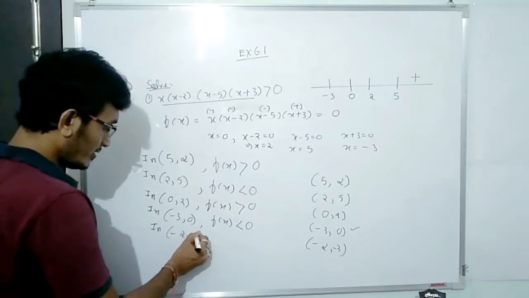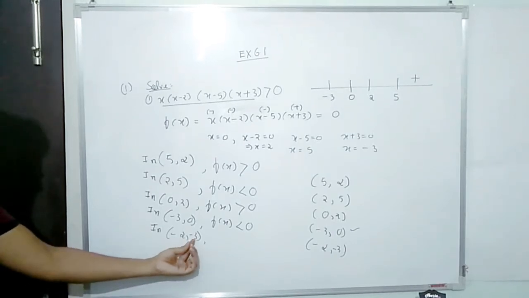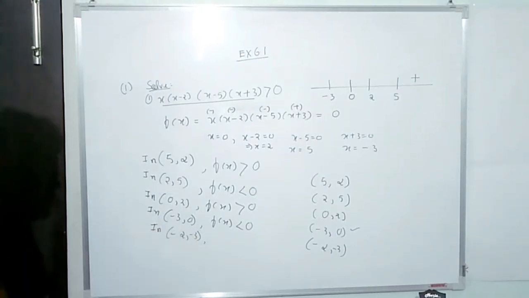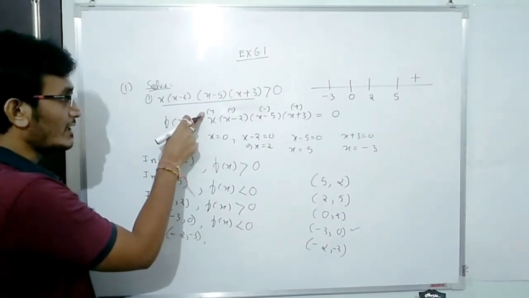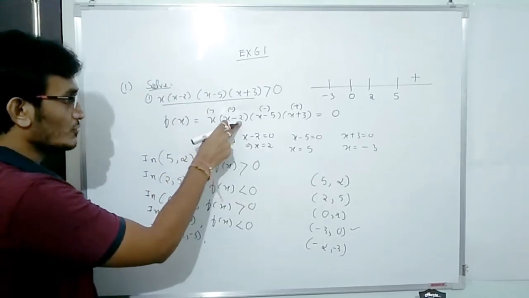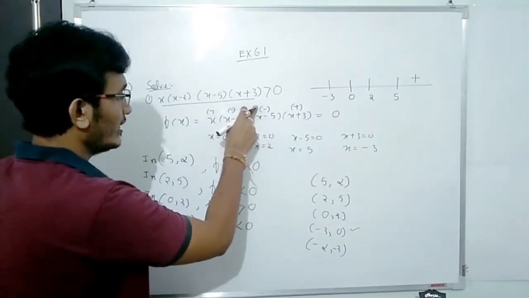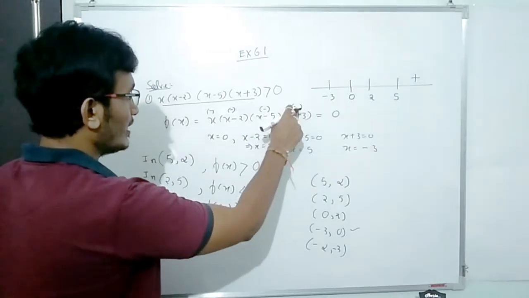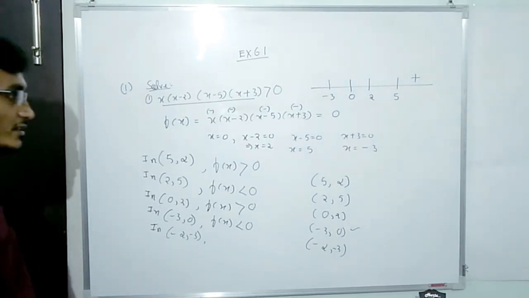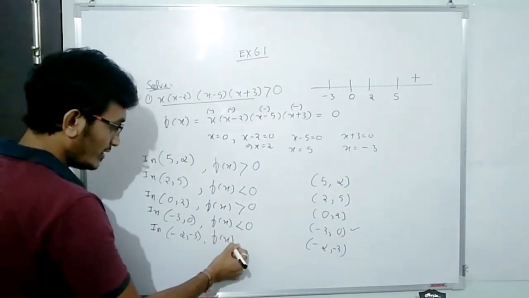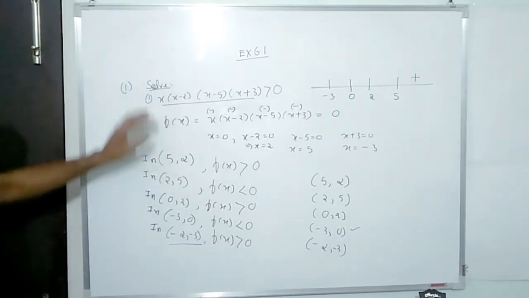The last interval is (minus infinity, minus 3). In this case, we should take any number which is less than minus 3. So let us take minus 5. Once you take minus 5 here, we consider the signs: minus 5, minus 2 becomes minus 7, again minus. Minus 5 minus 5 is minus 10, again minus. Minus 5 plus 3 is minus 2, again minus. That means in this case, we get 4 minus signs. So 4 minus signs means the final answer should be plus. So f(x) should be greater than 0 in this interval.